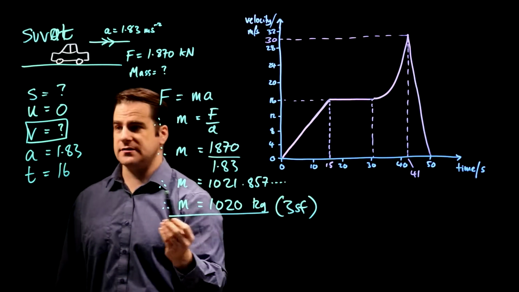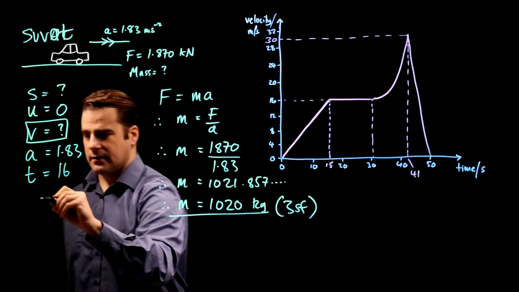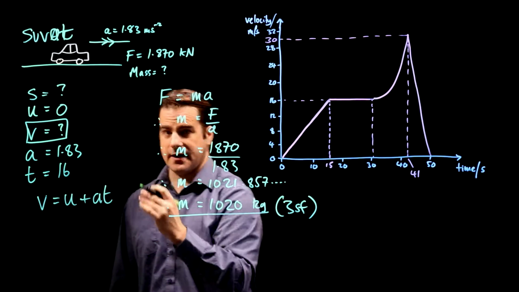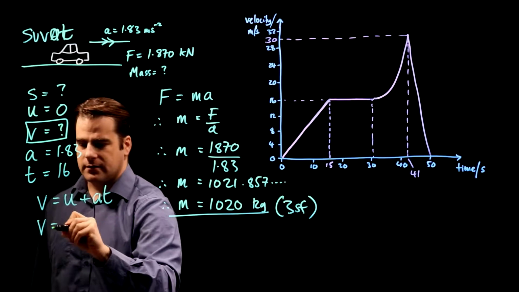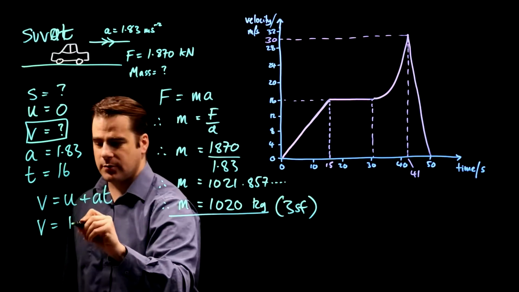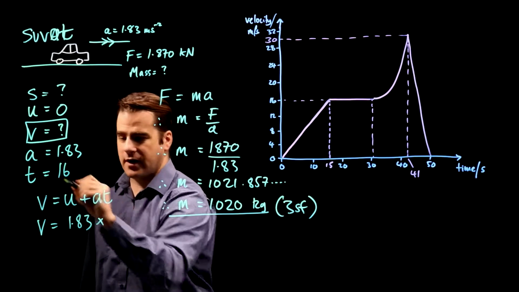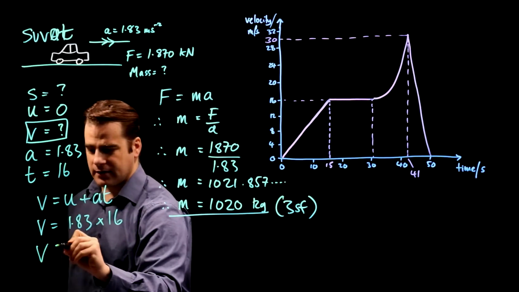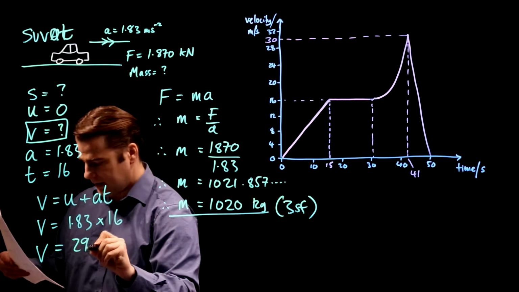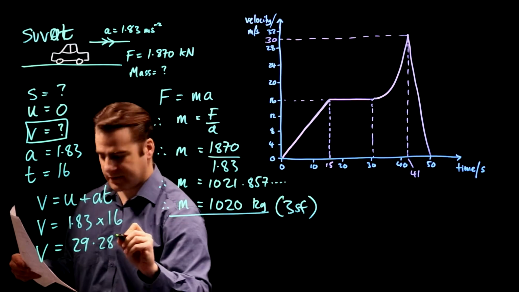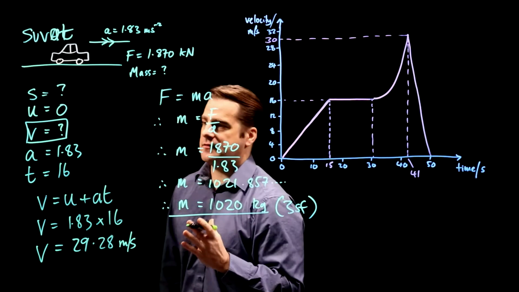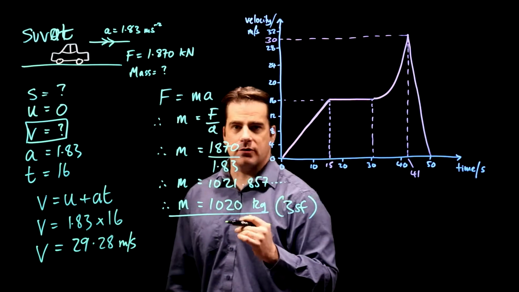So which of the SUVAT equations connects U, V, A, and T? It is V is U plus AT. Stick in the numbers. Velocity is U is 0, ignore it, AT, acceleration is 1.83 times time is 16. Stick that in your calculator and you get 29.28 meters per second.